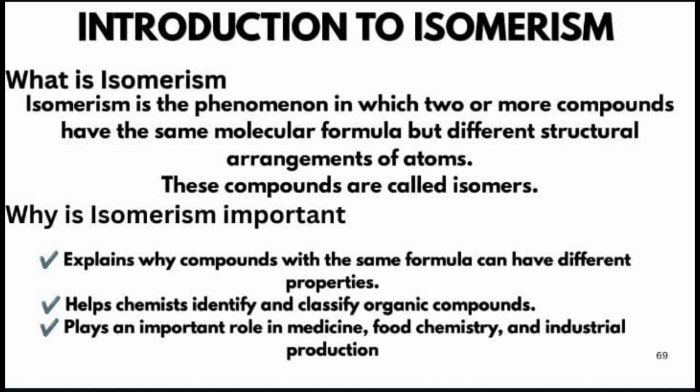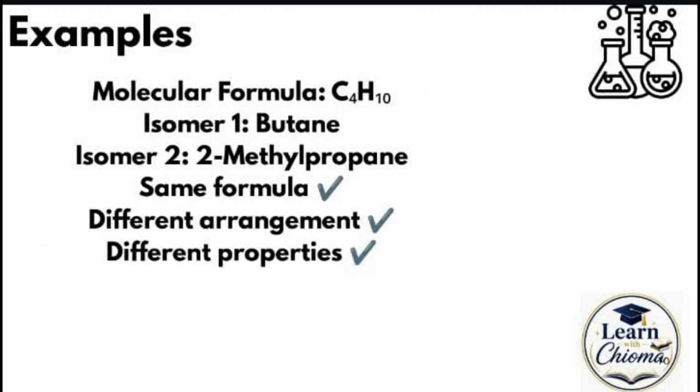Isomerism occurs when compounds contain the same number of carbon and hydrogen atoms but differ in the way those atoms are connected or arranged. These compounds are known as isomers. A good example is C4H10. This molecular formula represents both butane and 2-methylpropane. Although they contain the same atoms, their structures are different, giving them different physical properties. Understanding isomerism is essential because it helps explain why compounds with the same formula can behave differently in chemical reactions and in everyday applications.